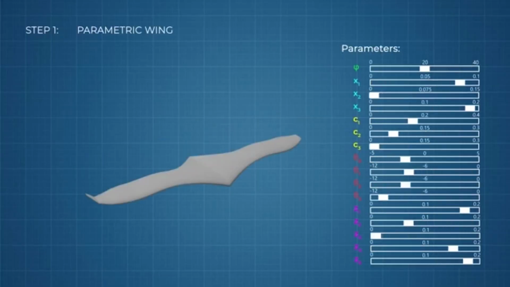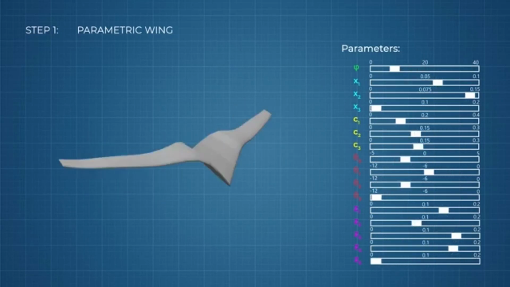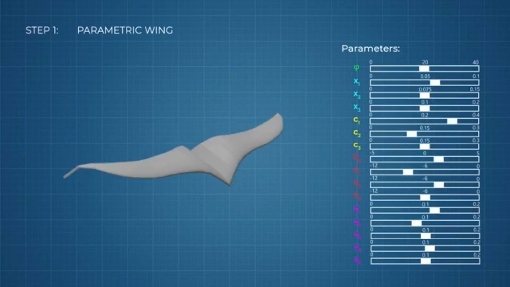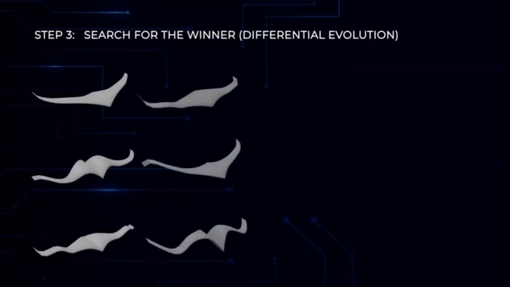So, once every wing can be generated and scored, the next question is, how do we actually search this huge design space? The method I'm using is called Differential Evolution. It starts with a wide variety of random wings.